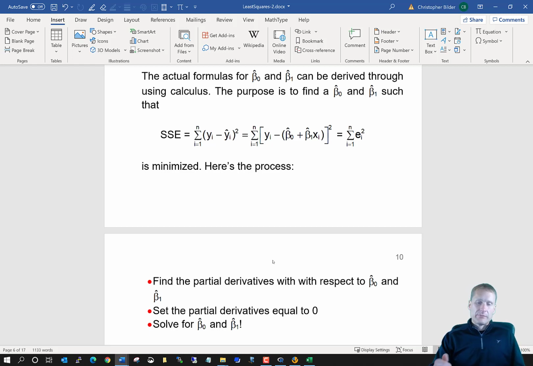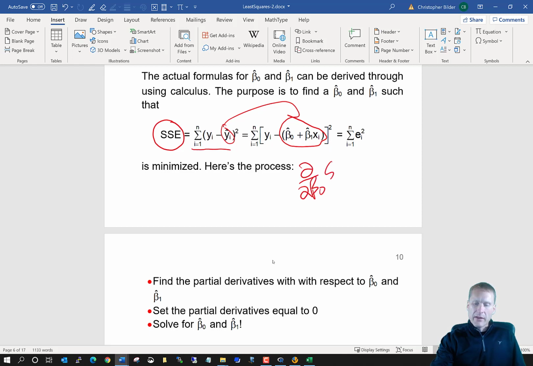But real briefly, here's my SSE. And so again, it's the sum of the y's minus y hat squared. And if I put in what y hat is in terms of our beta hat 0 and beta hat 1, this is what it looks like. And so what I'm going to do is take the partial derivative of SSE with respect to beta hat 0. I'm going to take the partial derivative of SSE with respect to beta hat 1.